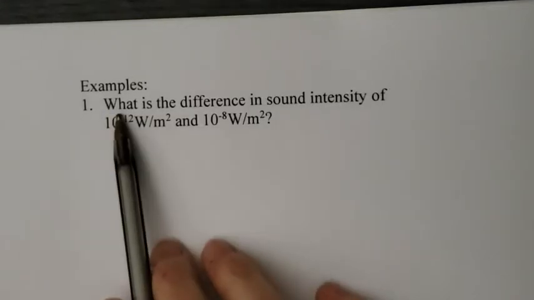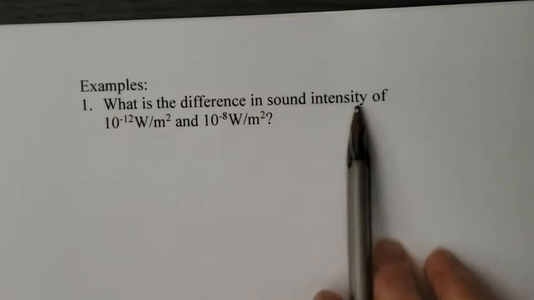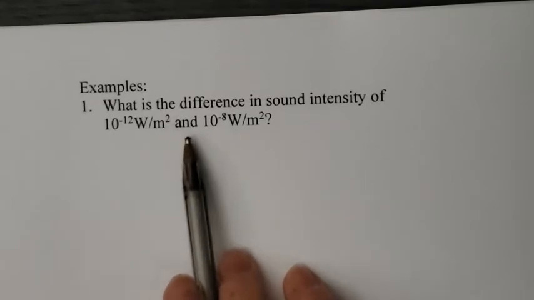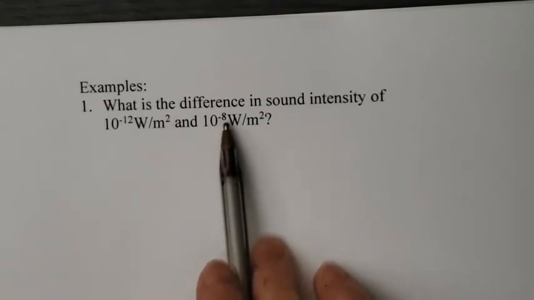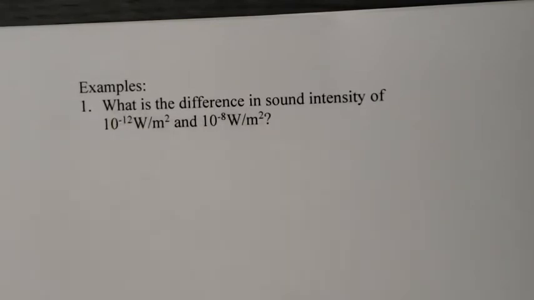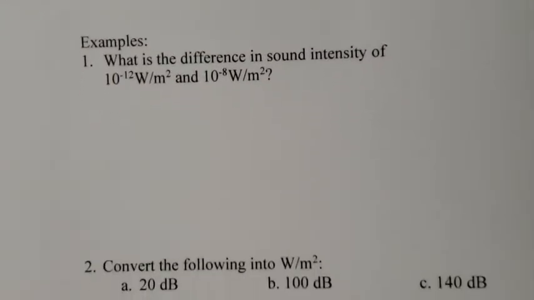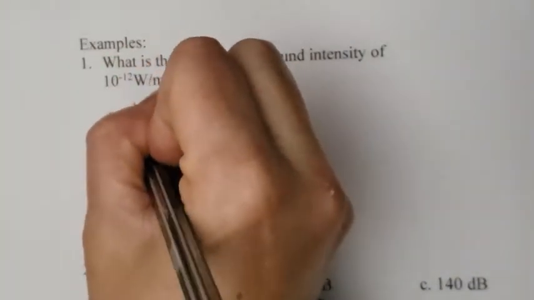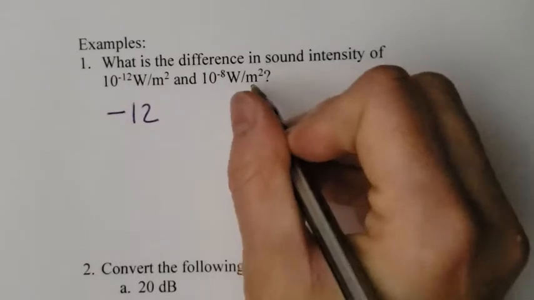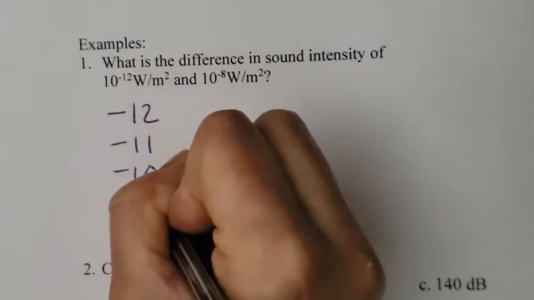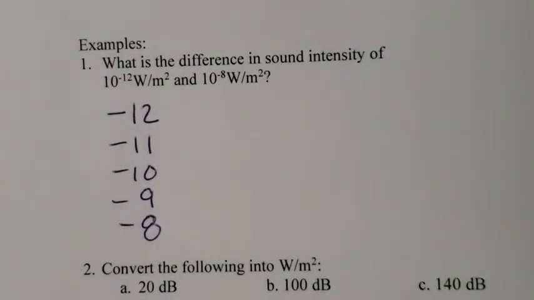We're going to try some examples now. What is the difference in sound intensity of a sound that's 10 to the negative 12 watts per meter squared compared to 10 to the negative 8 watts per meter squared? What we want to do is look at the exponents and see how many steps apart they are. The easiest way is to start at negative 12, write it down, and go until we get to negative 8: negative 12, negative 11, negative 10, negative 9, negative 8. Then you simply count the number of steps.